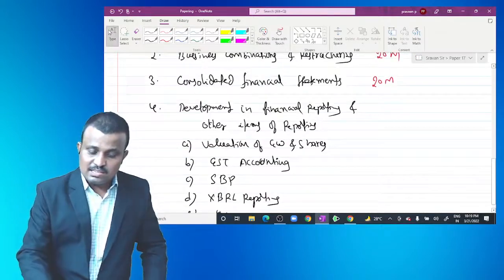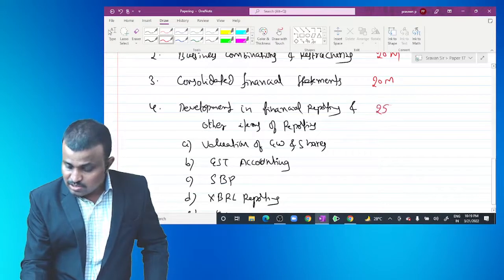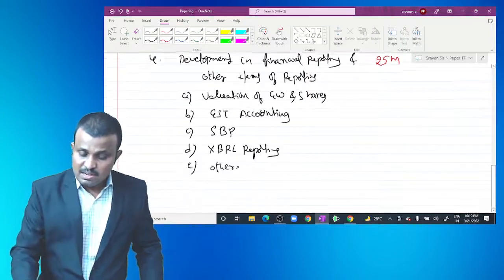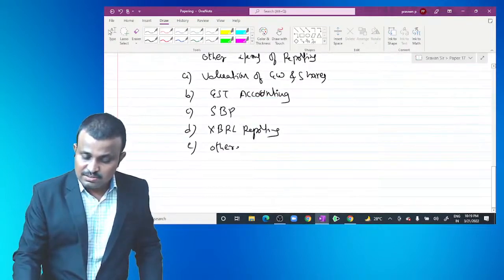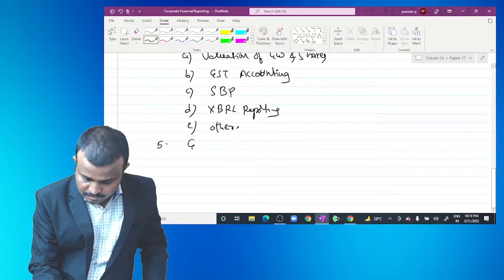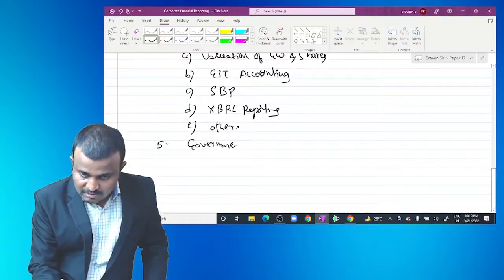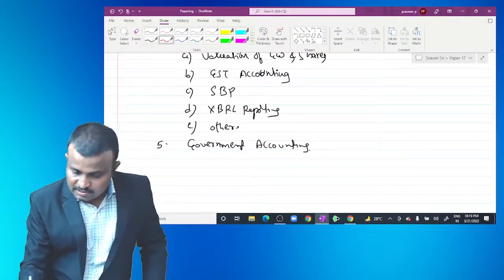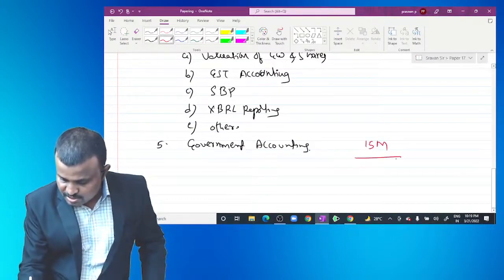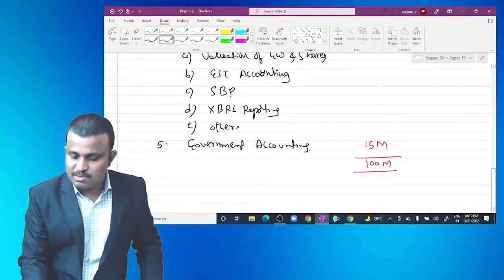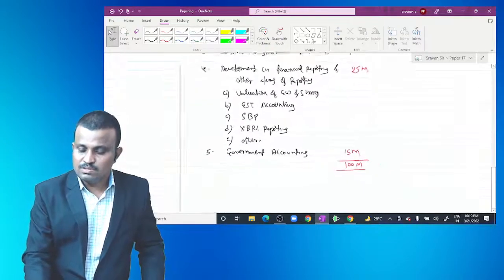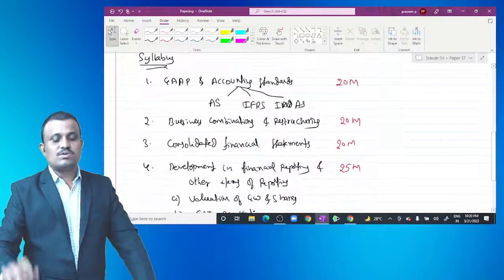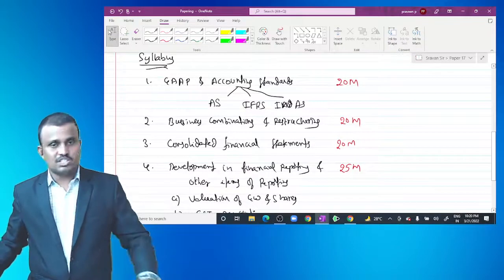This part covers around 25 marks. And the last section is government accounting. This covers around 15 marks, and the total is a 100 marks paper. So this is the syllabus we are going to cover in this whole session.